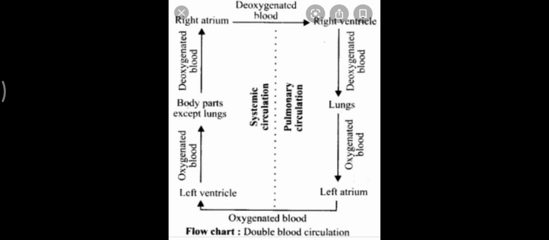This is the flow chart for the pulmonary circulation and the systemic circulation. Now let us see. From the right ventricle, the deoxygenated blood is carried to the lungs. In the lungs, the blood becomes oxygenated, and this oxygenated blood reaches the left atrium by the pulmonary vein. Now this oxygenated blood from the left atrium goes to the left ventricle. From the ventricle it moves to the aorta.